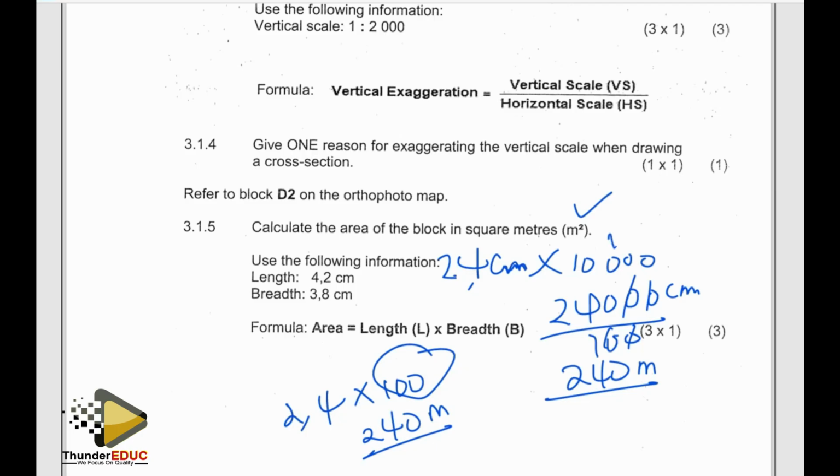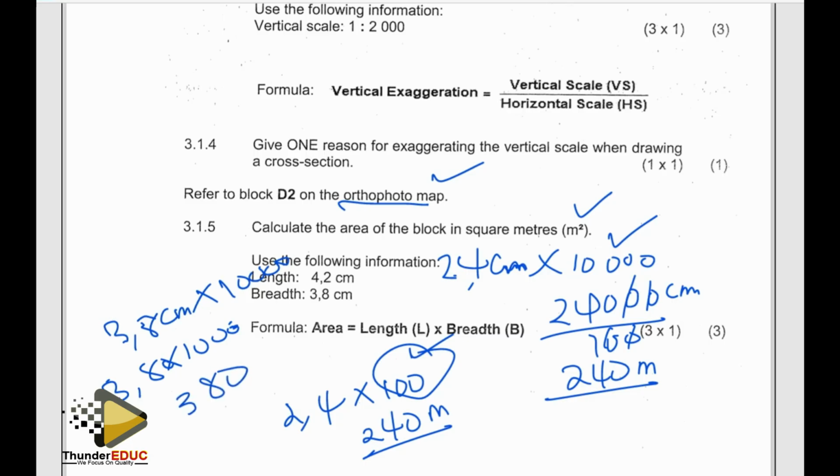What you need to note is to make sure that you are using the right map scale. If it's an extract from the orthophoto map, ensure you use the scale of the orthophoto map, 10,000. If it's an extract from the topographic map, you use the scale of 50,000. You do the same with the breadth here. It's 3.8 centimeters. You multiply it, if you want to do it the longer way, by 10,000, or you can simply multiply it by 100. 3.8 times 100. This is in centimeters. 3.8 times 100, you get 380.